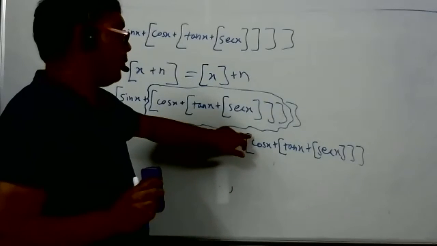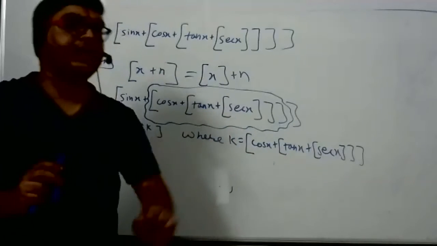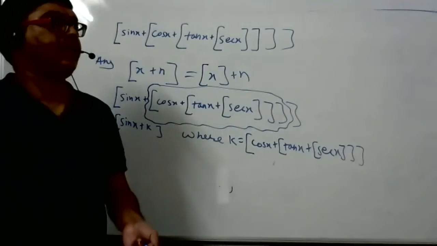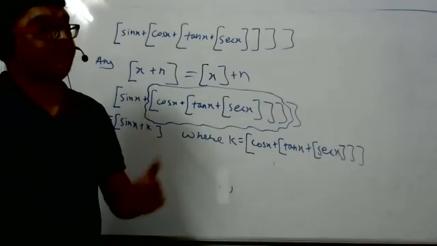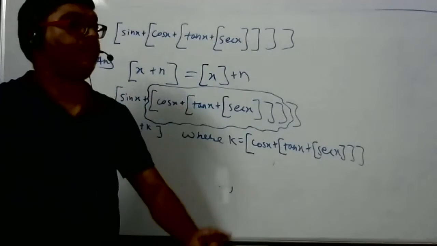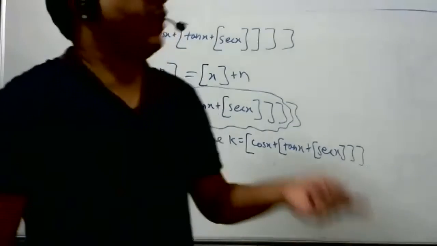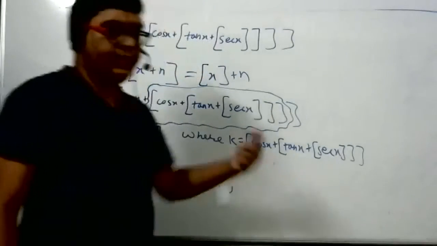Because student, you are finding bracket of something. Bracket of anything will give you an integer only. You cannot get any decimal. You just check out the range of the greatest integer function. It is an integer. Greatest integer function is defined for all real numbers. Its domain is the real numbers, but the range is only integers. So this answer will be some integer. We don't know, and we don't want to.